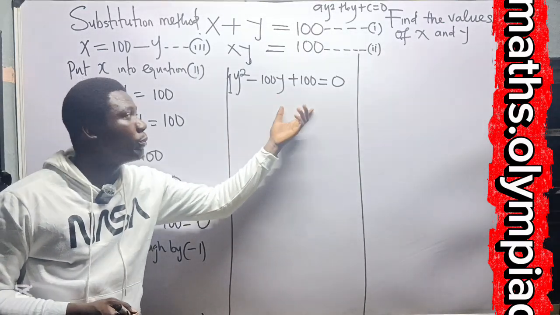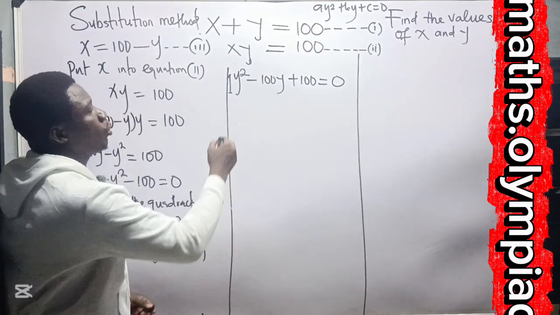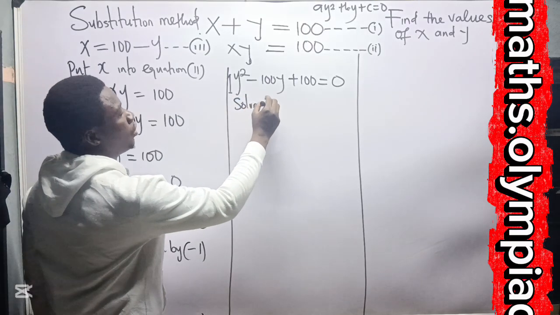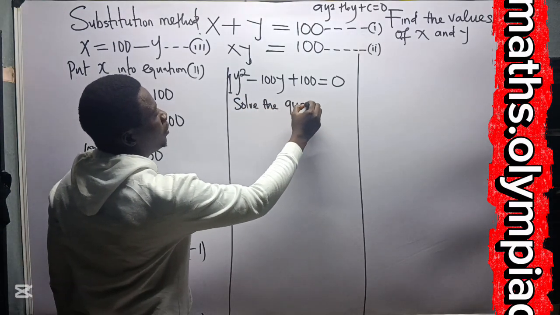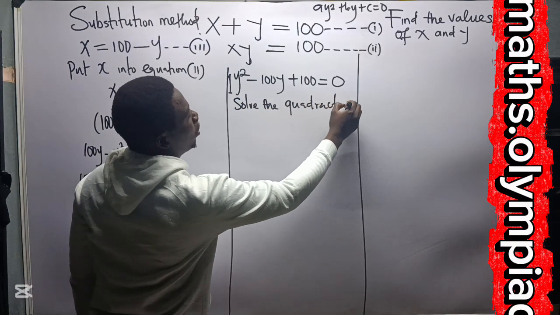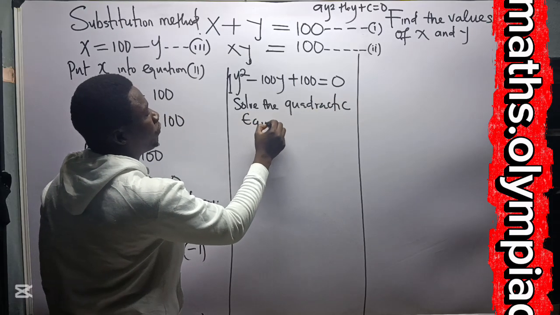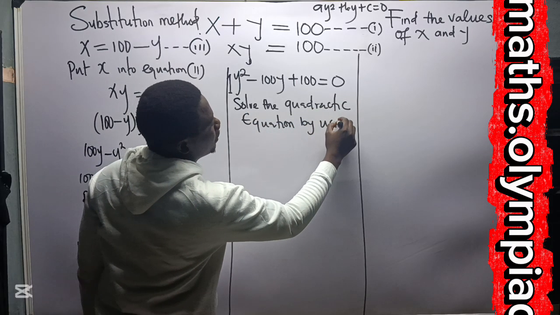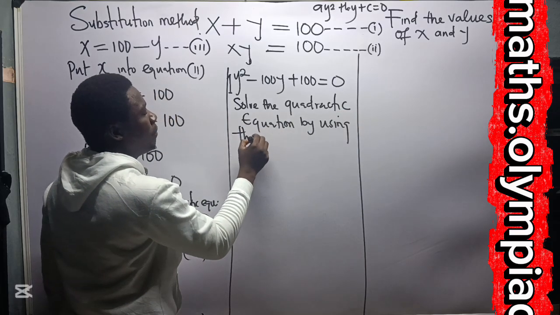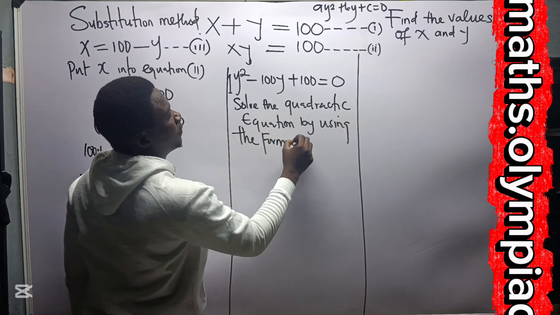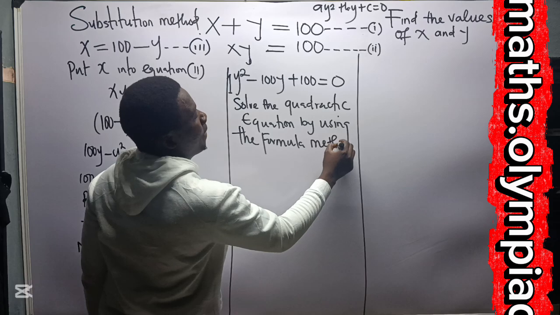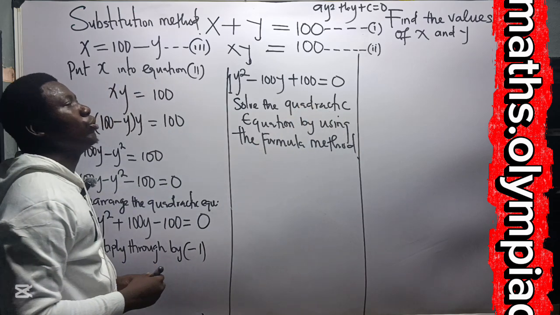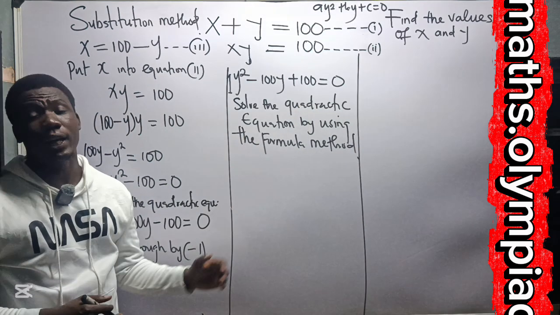So if you look at this equation, you discover that you cannot factorize this equation. This equation cannot be factorized. So the only way to solve this quadratic equation is to use the formula method. Yes, we have to use the formula method to solve this quadratic equation.